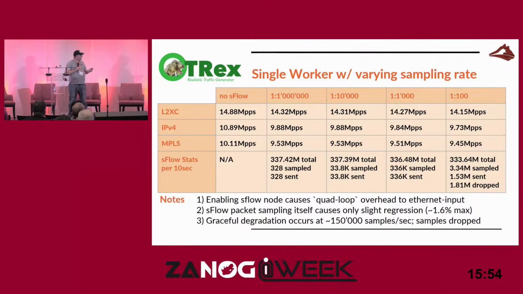So for IPv4, it's about 10.8, 10.9 if you don't have sFlow turned on at all, and 9.7 if you have it turned on.